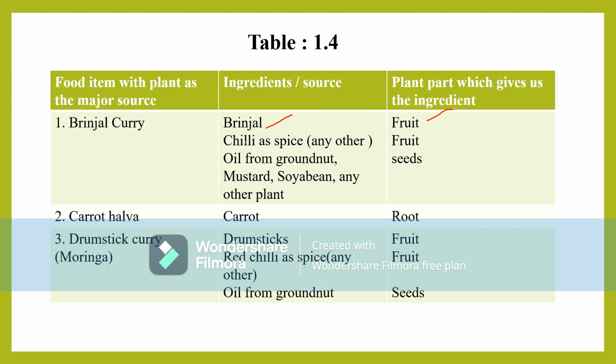Okay, next, chili as spice. Chili is also a fruit. Oil we get from groundnuts, and groundnut is a seed. Next, mustard and soya bean, any other plants. You can note it as any other plants.